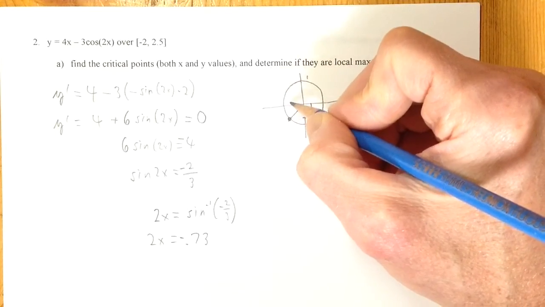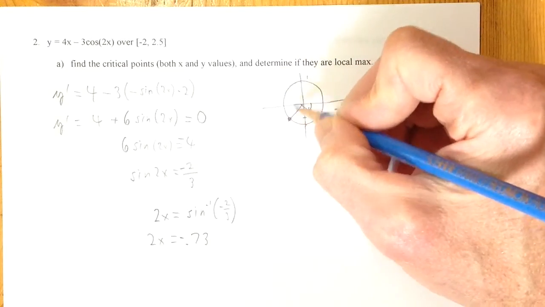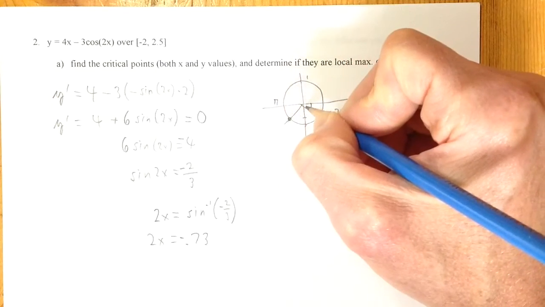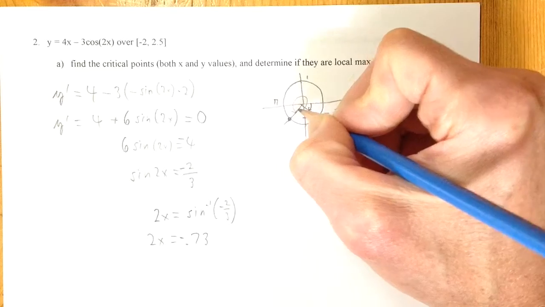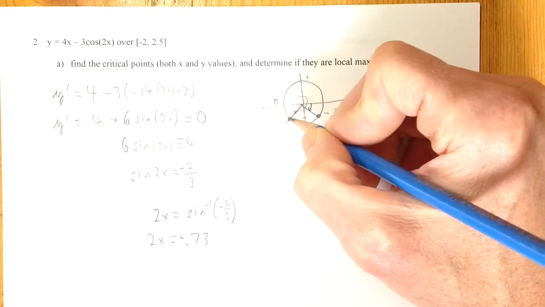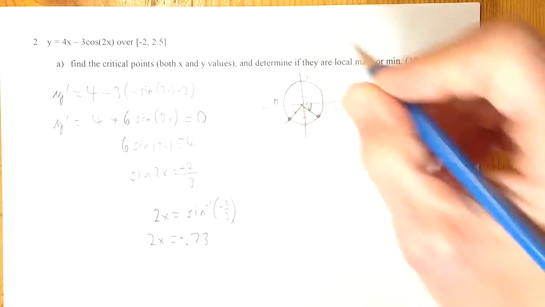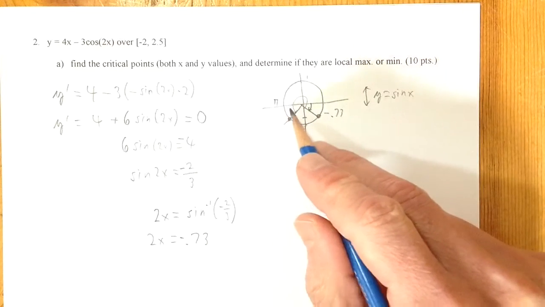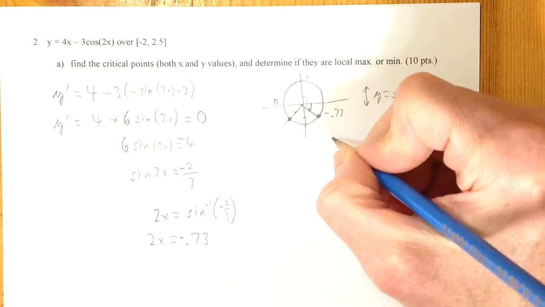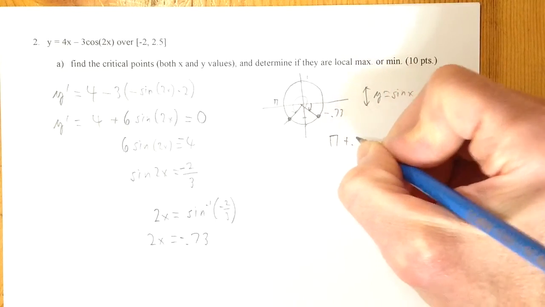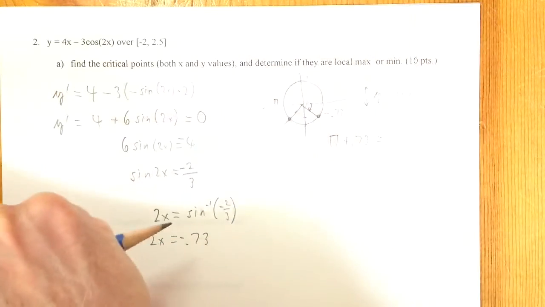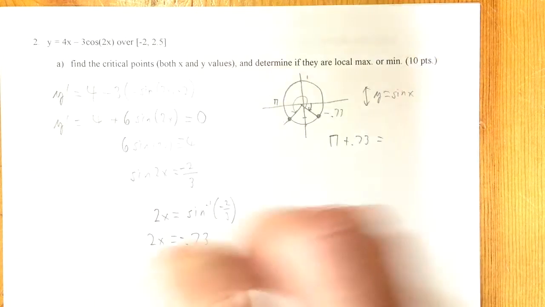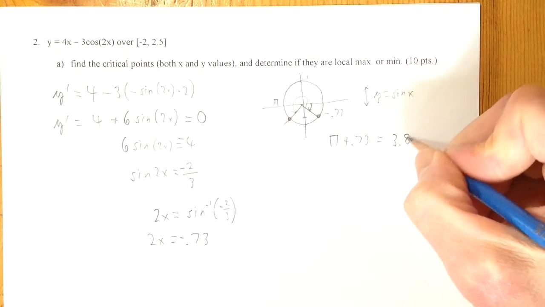Now, what is this one over here? There are different ways to figure it out. I just like saying, okay, here's pi. So this angle here, all the way around like that, is pi plus 0.73. So that's the other angle. Your calculator will only give you one of them. This is why you have to draw this picture, really, to figure out the other one. So the other one is pi plus 0.73. Pi is 3.14. 3.14 plus 0.73 is equal to 3.87.